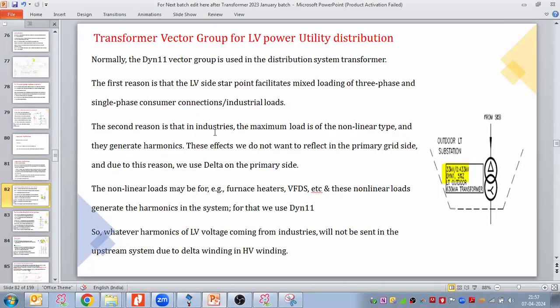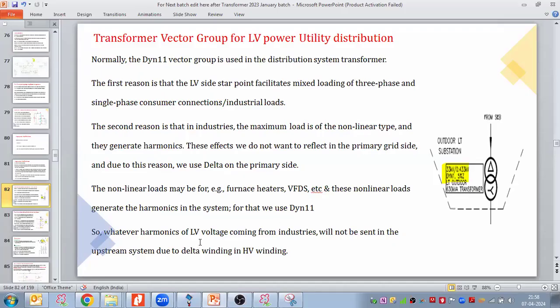The second reason is that in industry, the maximum load is of the non-linear type and they generate harmonics. So we do not want this effect to be reflected on the primary grid side, and due to this reason we use delta on the primary side. Non-linear loads may be, for example, furnaces, heaters, VFDs. These types of loads are called non-linear loads, and these non-linear loads generate harmonics in the system. For that we use the Dyn11 vector configuration in the transformer.